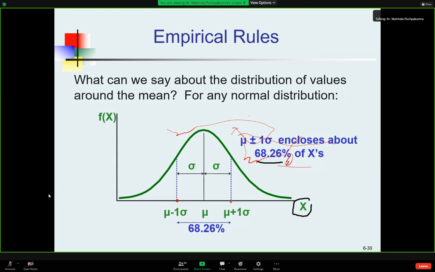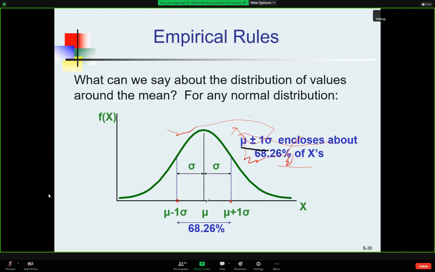The empirical rule says that if the distribution is normally distributed, 68.26% of observations are within one standard deviation from the mean. Is it clear?